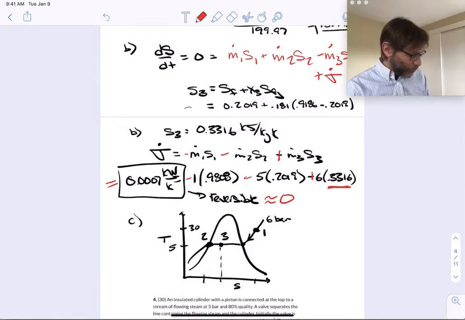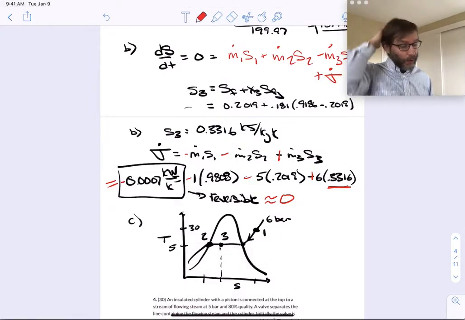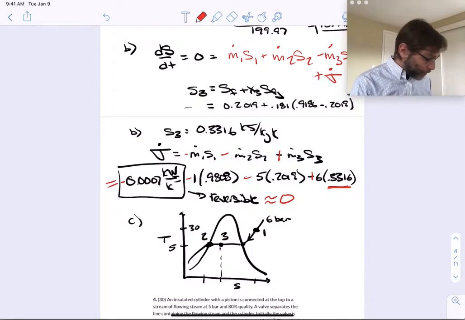Actually, if you do it this way, you end up getting negative 0.0007. It's essentially 0. I meant it to be a reversible process, where that thing was supposed to be 0. The internal irreversibilities were 0. Definitely mixing doesn't tend to be a reversible process, but it wasn't mixing of 2 different things. It was mixing of 2 different phases. So it's possible for it to be reversible.